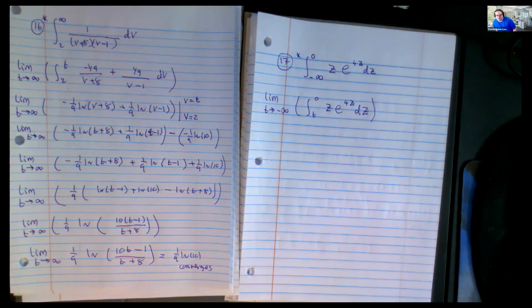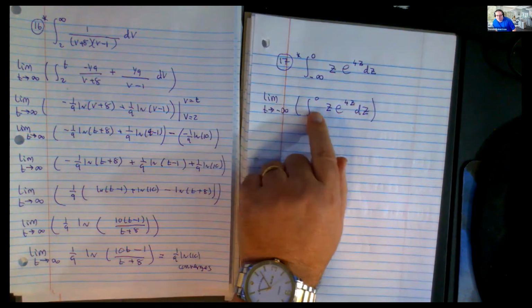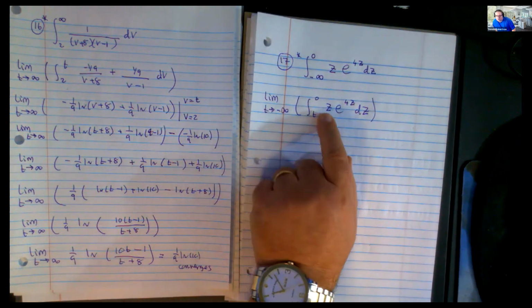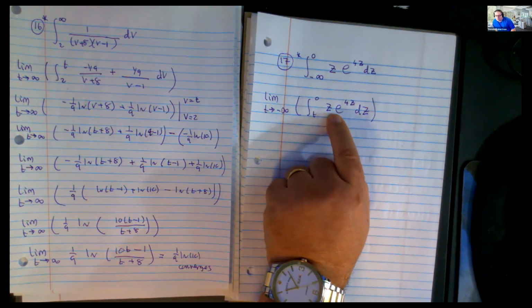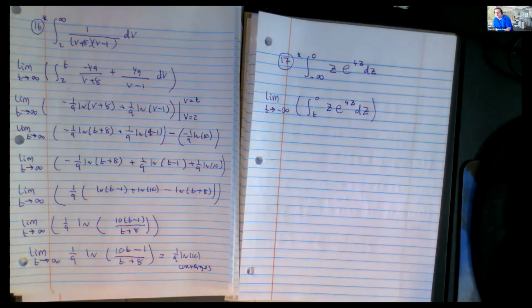It doesn't matter that that's infinity. It doesn't matter that that's 0 t. All that matters right now is how do you integrate z e to the 4z with respect to z? What method do you use to integrate z e to the 4z?